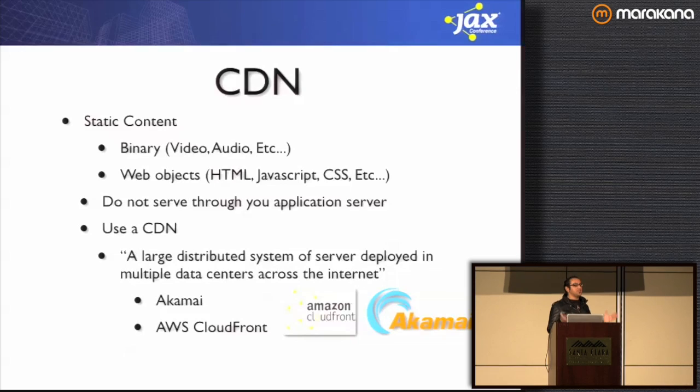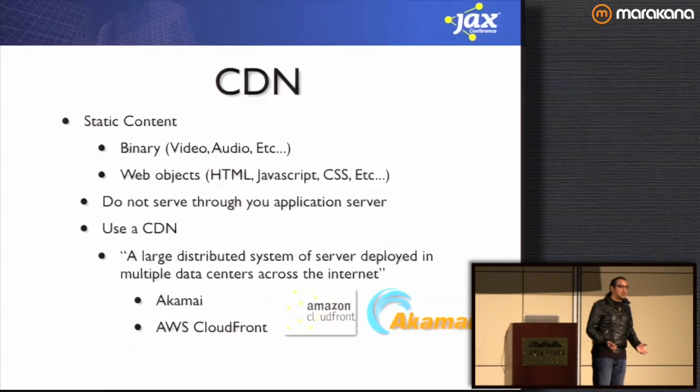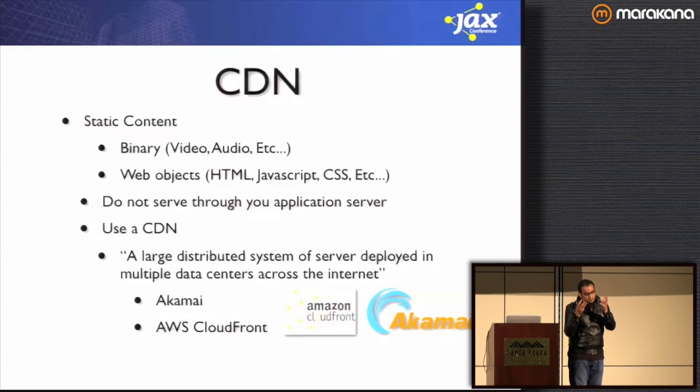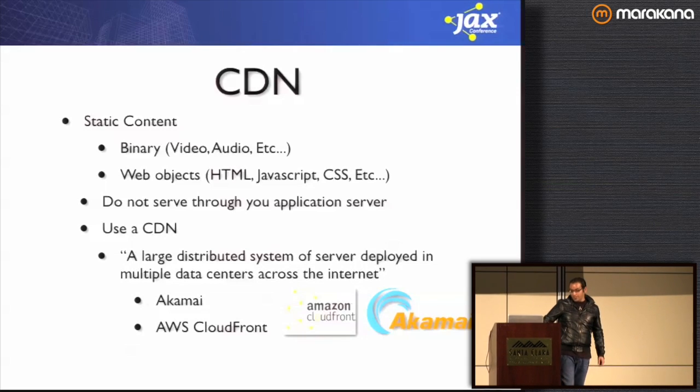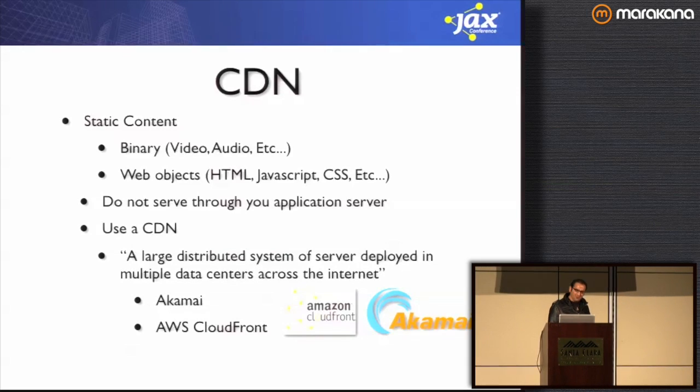And this is what we would use a CDN for. A CDN is just a large distributed system of servers deployed in multiple data centers across the internet. They're all over the place, and you pay for them: Akamai, AWS CloudFront. It's just a piece of storage. Instead of storing your pictures on your server, you put them in a CDN, and you can start pulling that data from there.